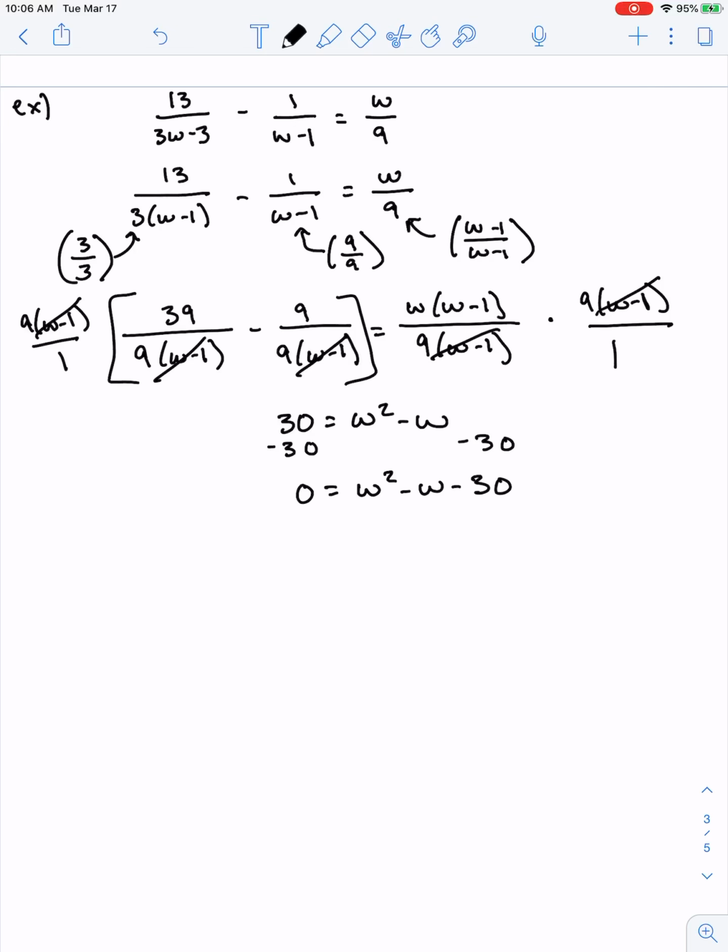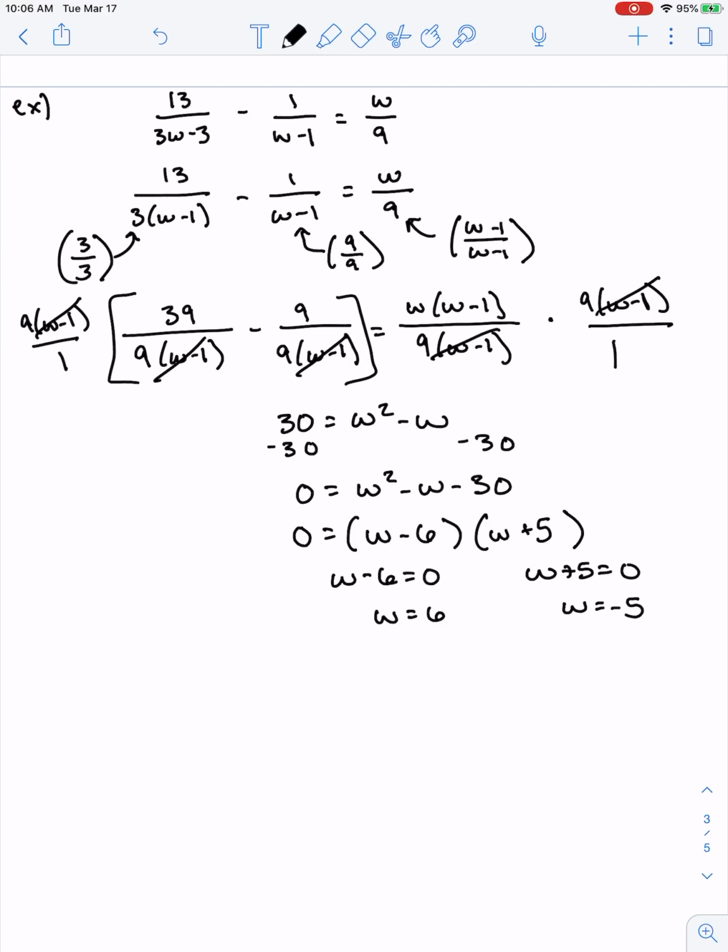And I'm now looking for factors of 30 that will give me a negative 1. So maybe w minus 6 and w plus 5. If I set both of them equal to 0 and solve, I get w equals 6 and w equals negative 5. Because I have these expressions in my denominator, I'm going to need to check to make sure I have no extraneous solutions.